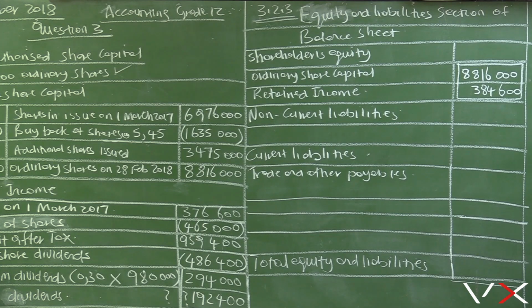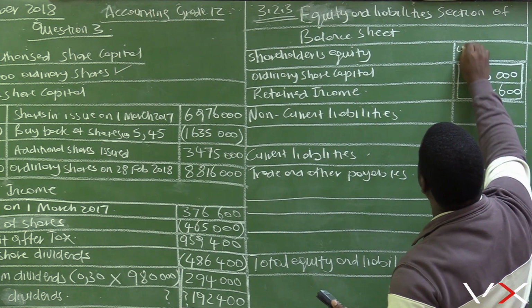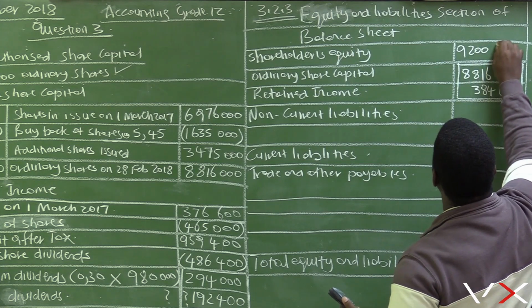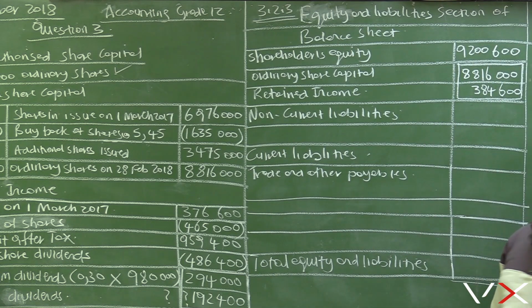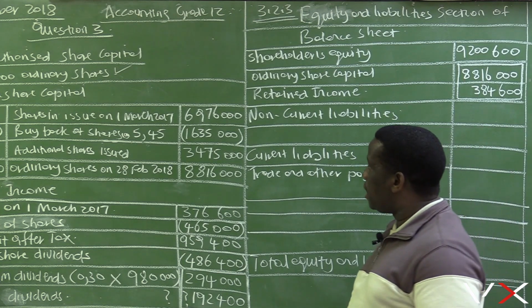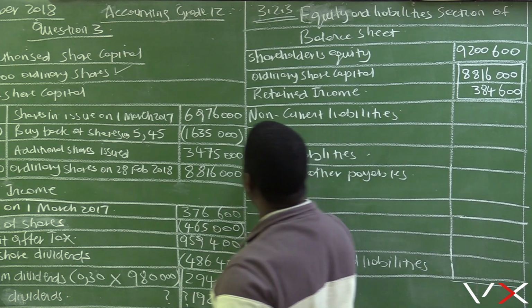Then the total of the two amounts will give us the shareholders' equity. So the shareholders' equity is made up of the ordinary share capital plus retained income. So 8,816,000 plus 384,600 equals 9,200,600. So the shareholders' equity is 9,200,600, right? And then the non-current liabilities, that is loan.